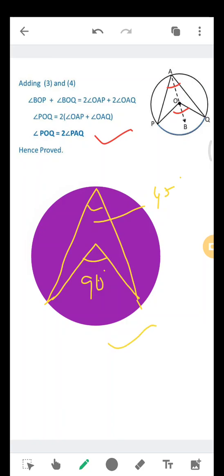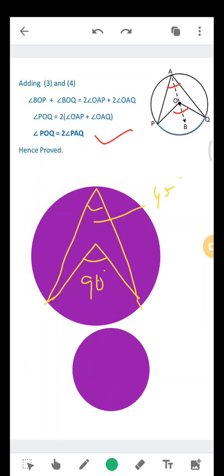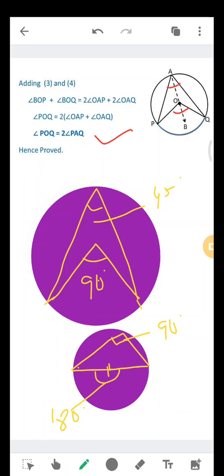Let's take one more circle. If the angle made by the arc is 180 degrees, like a semicircle, and this is the diameter, what is the angle made by this arc in the remaining part by this theorem? This has to be 90 degrees. Yes, that angle has to be half of 180, that is 90 degrees.